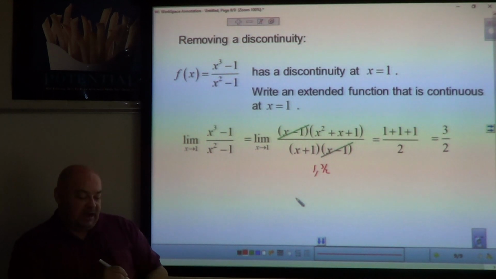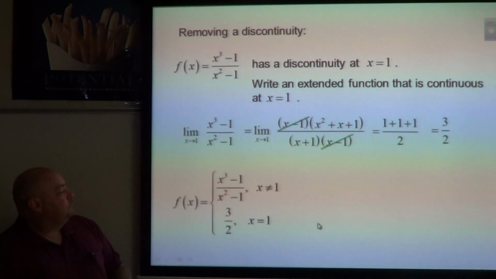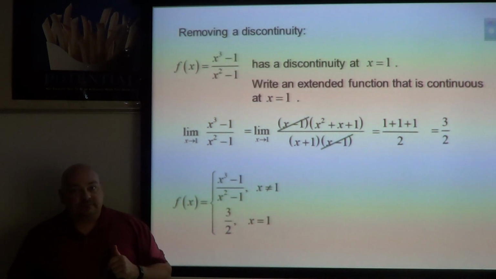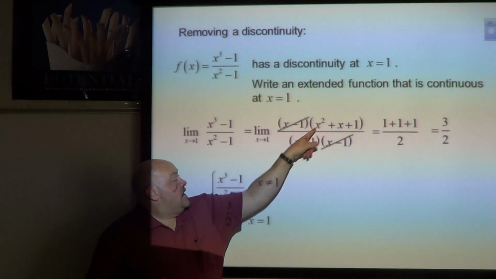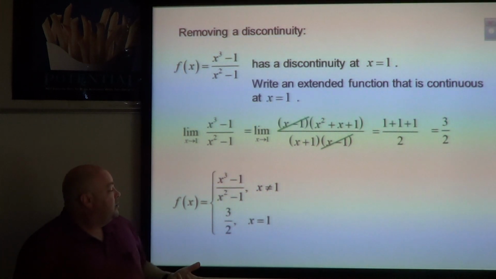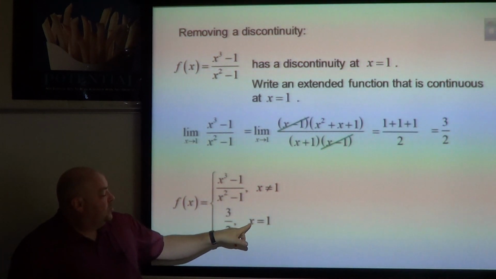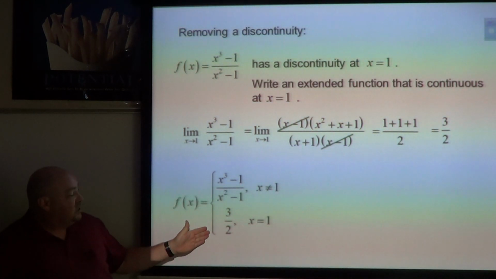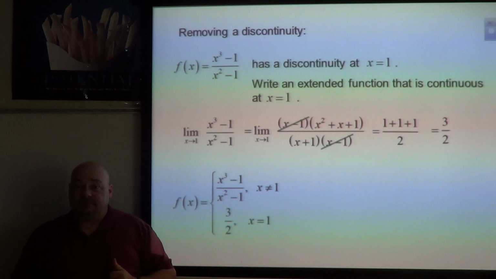We can put that point in with a piecewise function. So here is our original function, where you just say x cannot equal 1, and then 3/2 when x equals 1. We just added a point. So we've got a piecewise function here, and we just added a point in there.